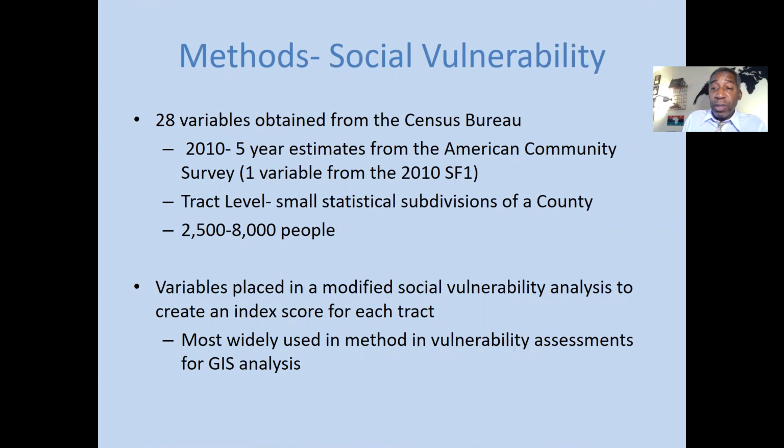The Social Vulnerability Index, also called the SOVI, is a methodology for determining relative vulnerability of populations based upon specific criteria. The criteria are 28 variables obtained from the Census Bureau and then converted into map format. The SOVI was created by Dr. Susan Cutter, a geographer at the University of South Carolina. It's since been adapted by all kinds of people, including the Centers for Disease Control.